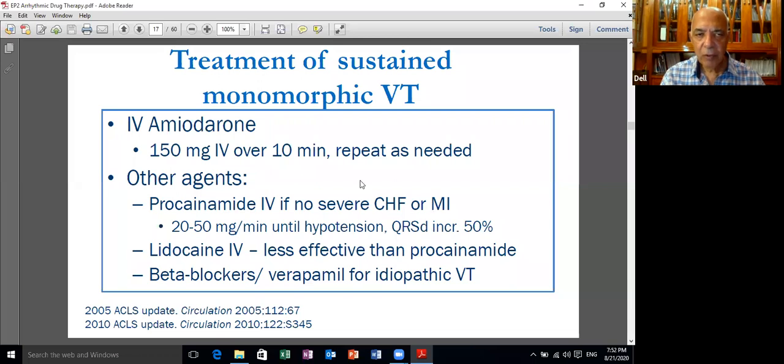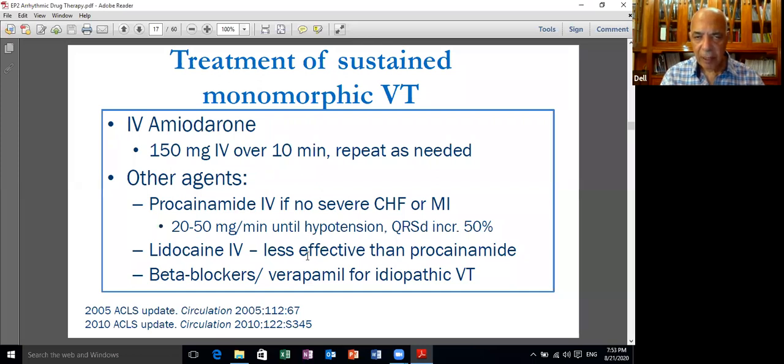This is different from the use of amiodarone in the treatment of sustained monomorphic ventricular tachycardia, where the dose is half of that, 150 milligrams intravenously to be injected over 10 minutes. You can repeat or use the maintenance dose which is known to everyone. And second choice is procainamide, although it's more efficient than amiodarone in treating monomorphic ventricular tachycardia, but since it's not available and the oral form is now obsolete, then amiodarone is still at the top of the list in treating monomorphic ventricular tachycardia. Lidocaine can be used, but it's less effective.